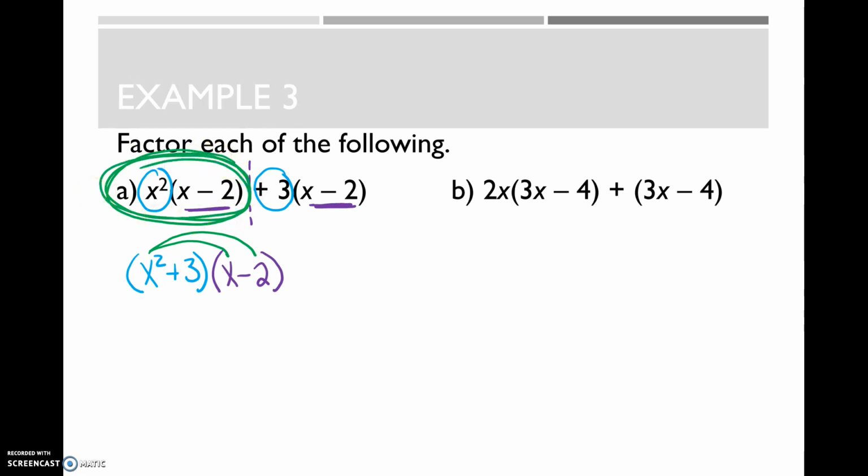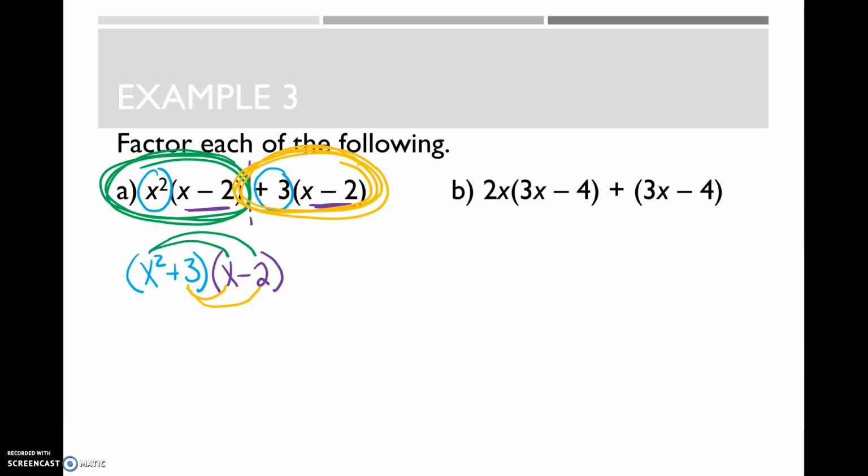Then we would distribute the 3. 3 times x and 3 times negative 2. That's what's written right there. So the top line is like the distributive property fully written out. The bottom line is collapsing that back down into the light blue parentheses and the purple parentheses.